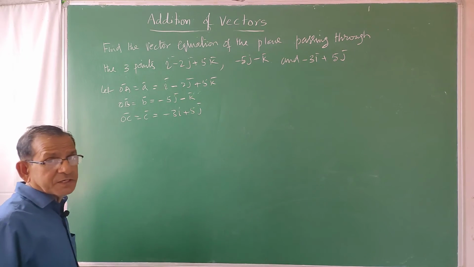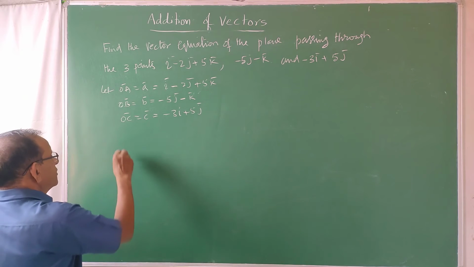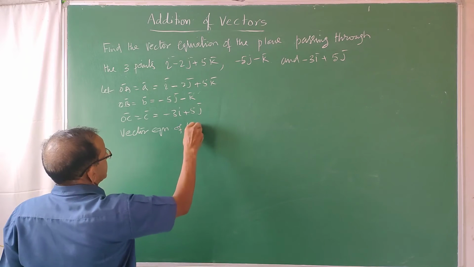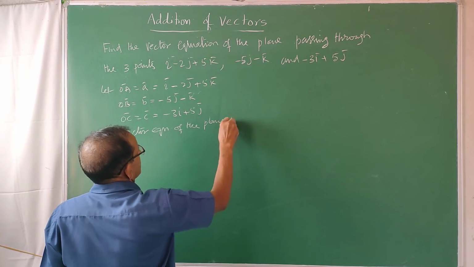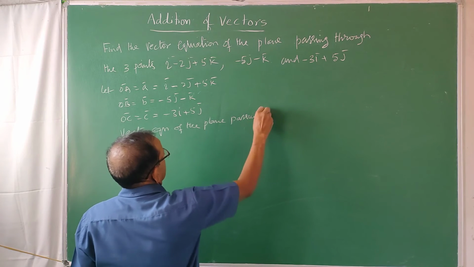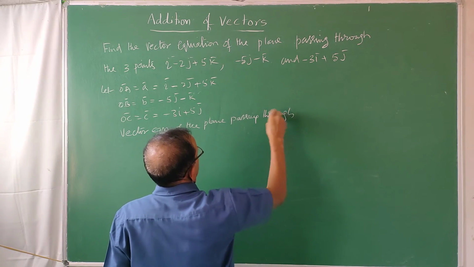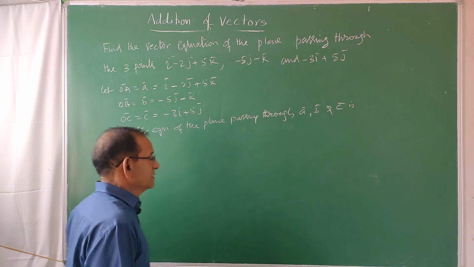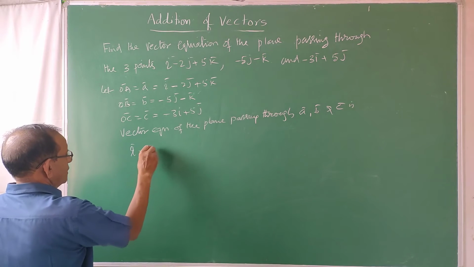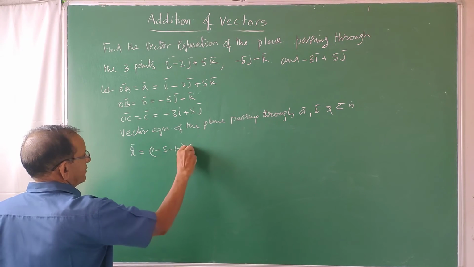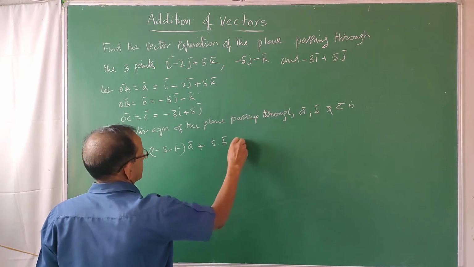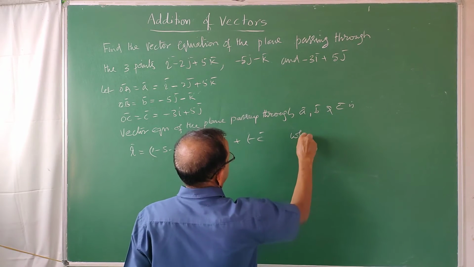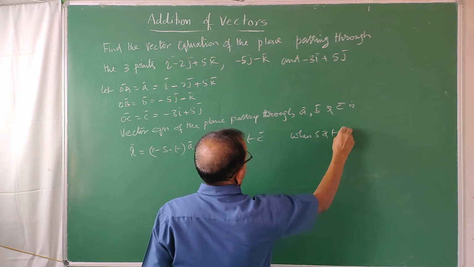Now I have to find out the vector equation of the plane. Formula: vector equation of the plane passing through A bar, B bar and C bar is R bar is equal to (1 minus S minus T) into A bar plus S into B bar plus T into C bar, where S and T are scalars.